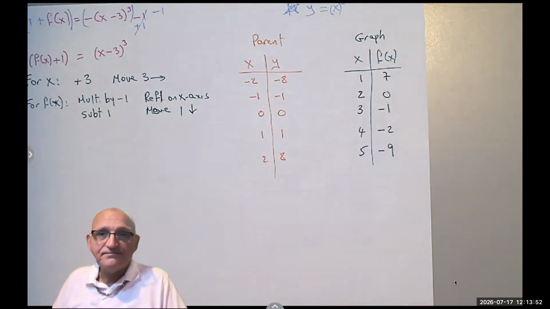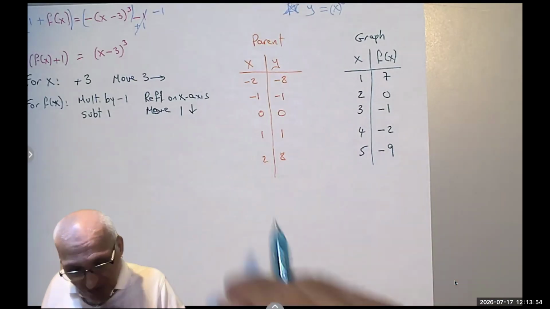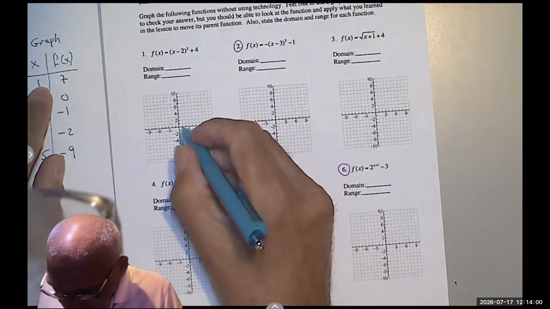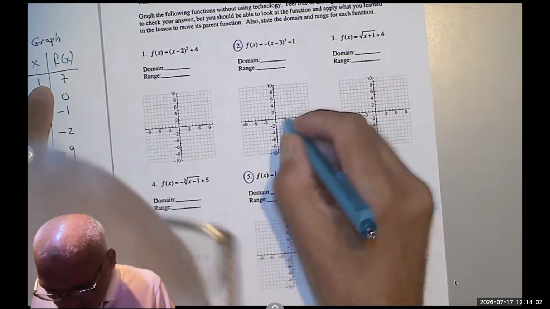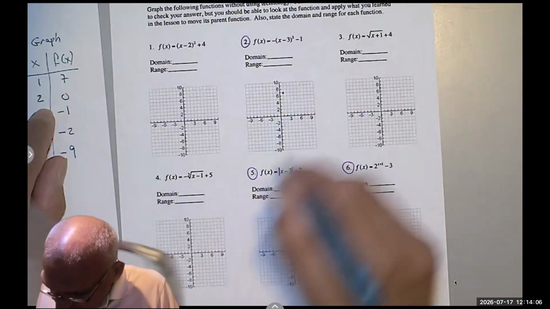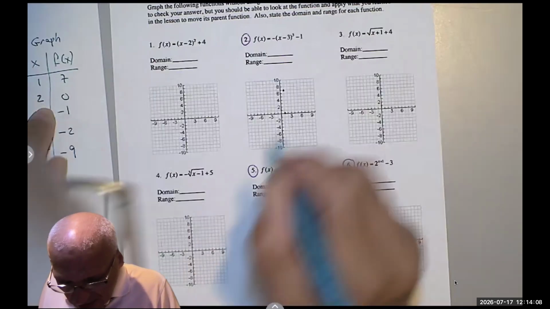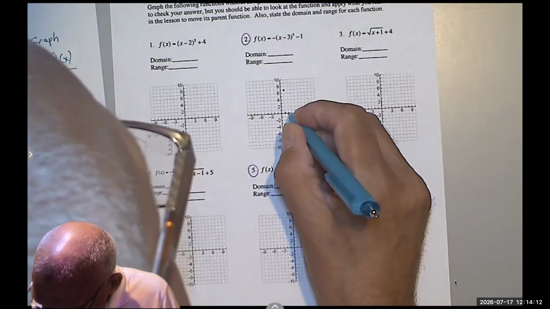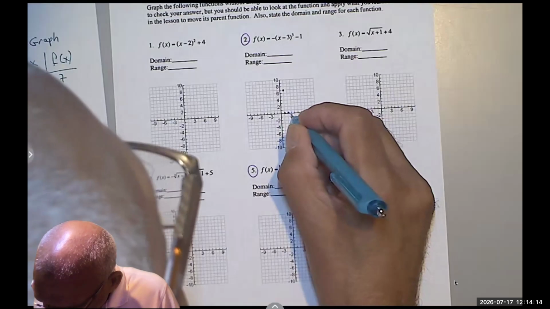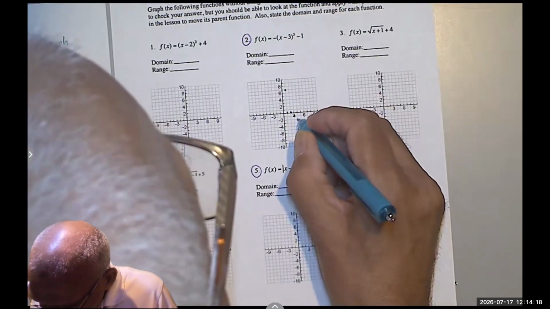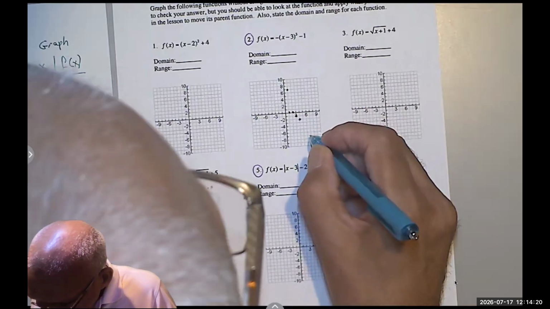And I'm done. So now, if I have the graph, I can say at 1 it's 7. 2 is 0. 3 is −1. 4 is −2. And 5 is −9.